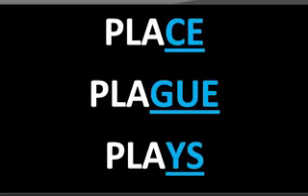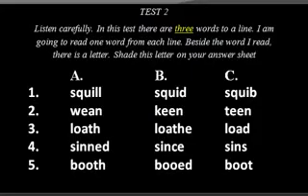Listen carefully. In this test, there are 3 words to a line. I'm going to read 1 word from each line. Beside the word I read, there is a letter. Shade this letter on your answer sheets. Here are 5 examples. Example 1. Squid.